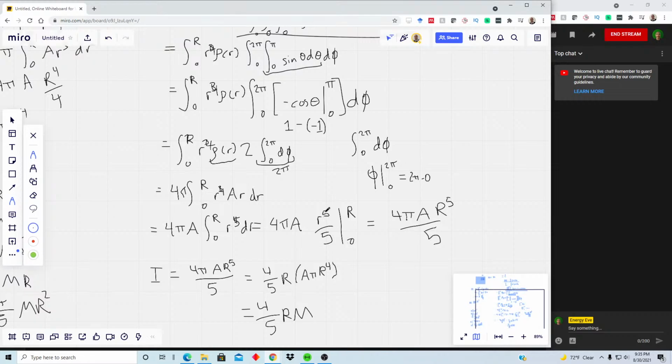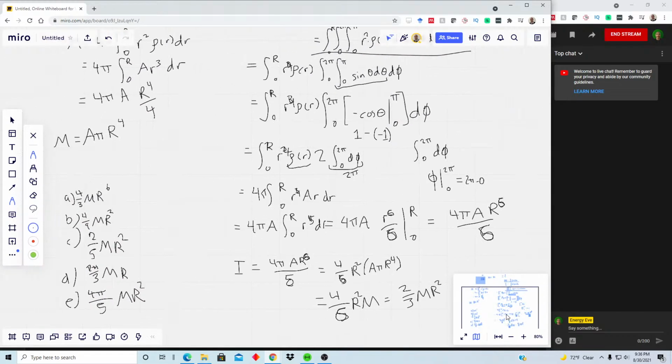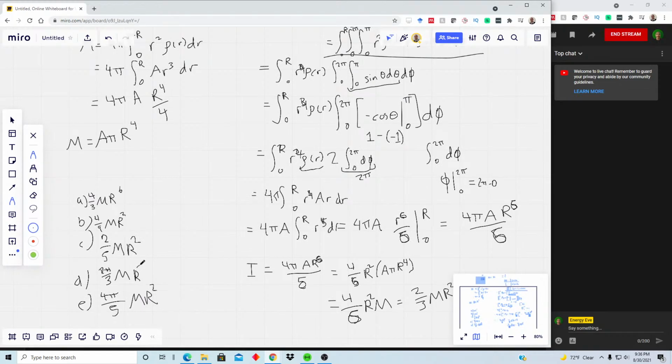And rather than 5, we would get to the 6. And this would be r to the 6, right here. And we would have a squared here. And we have a squared. And this is 2 pi over 3 m r squared. And do we have an answer like that? This is actually squared. Yes, we do. It's D.